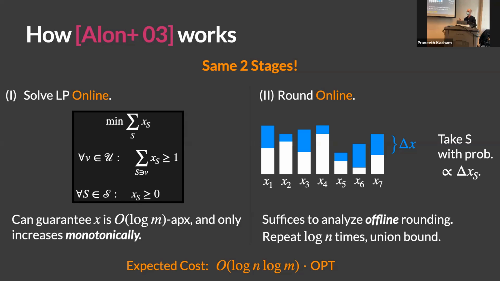So the total cost here, it's basically like the offline algorithm. The total cost here is log n from the same rounding, but we lose an extra log m from maintaining this kind of monotonically increasing LP solution.